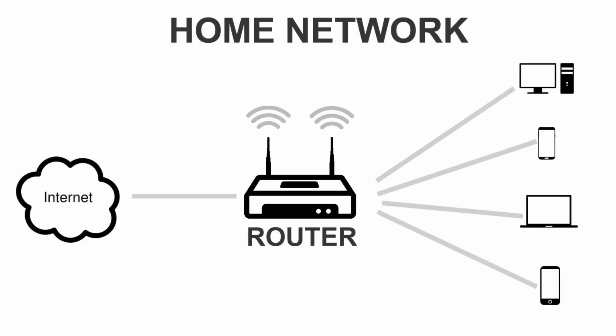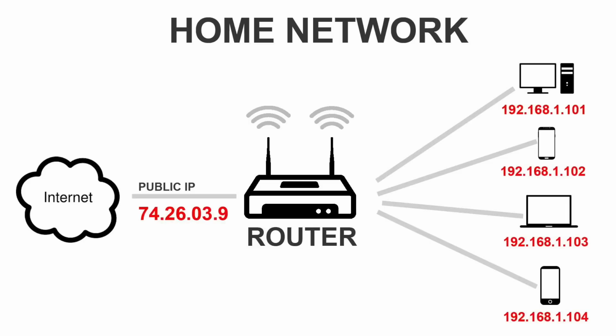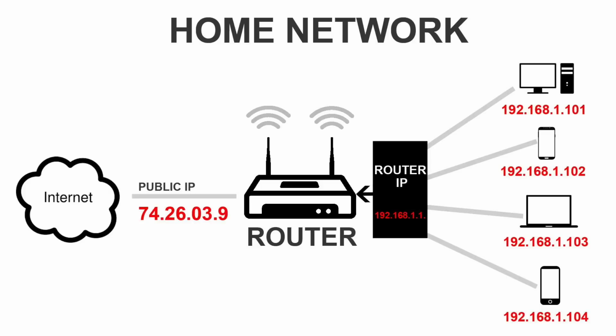Now, as we know, whenever a device is connected to the internet, an IP address is assigned to it. So in this case, the public IP address will be assigned to your router, and your router will then assign local IP addresses to each of the connected devices. Now here comes the interesting part. Anytime you want to access your router from inside your network, you will have to type in the router IP address from the connected device.